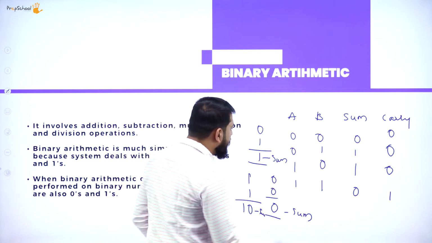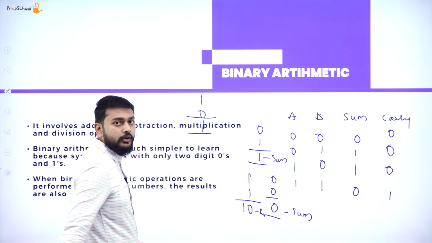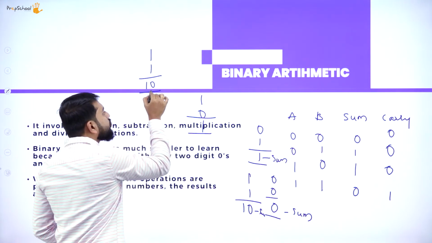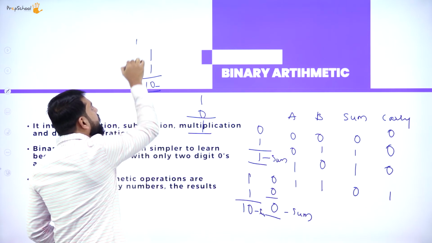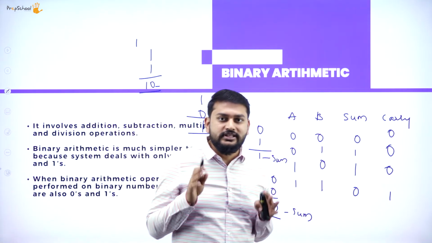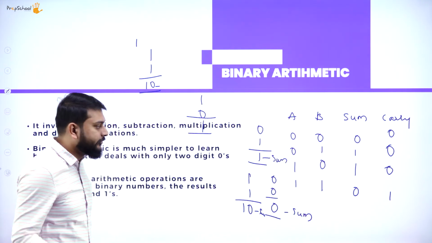In the same way, you have 1 plus 0, it is 1. Suppose you have 1 plus 1, so it is 1, 0. So this is the sum and this 1 will be going for the carry. This is what you need to understand here. This is how we perform the addition.